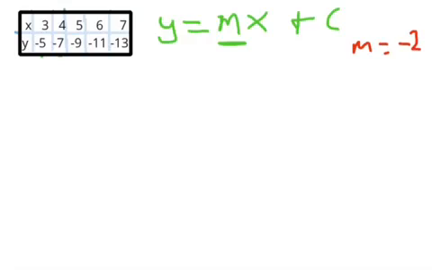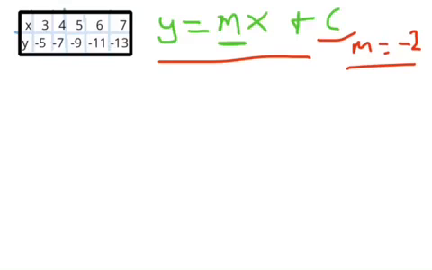So now what we need to do is find our c value. Now that's a little bit trickier because normally we would just find what y is equal to when x is equal to 0, but our table here doesn't have x equals 0. So we need to find it a different way. So what we have to do is substitute our m value and any pair of coordinates from this table into our standard formula.